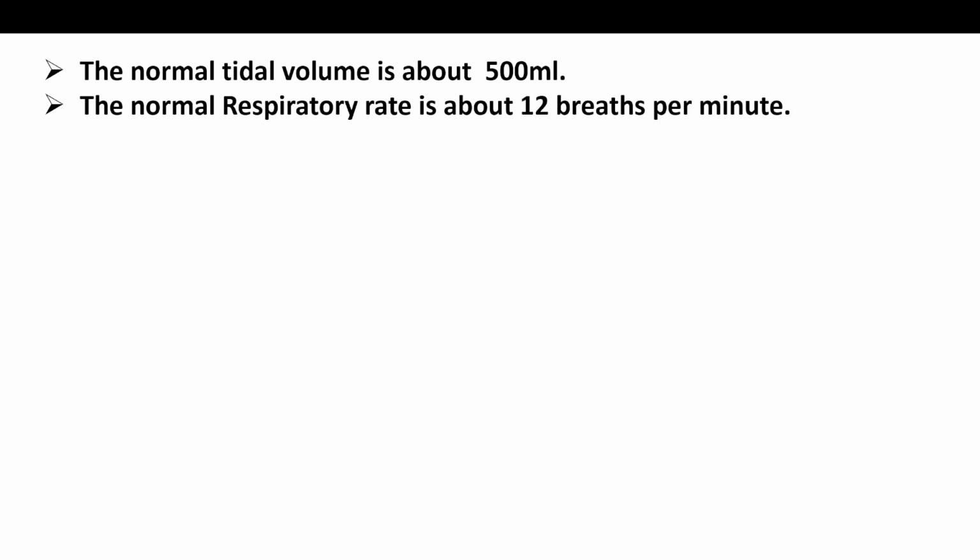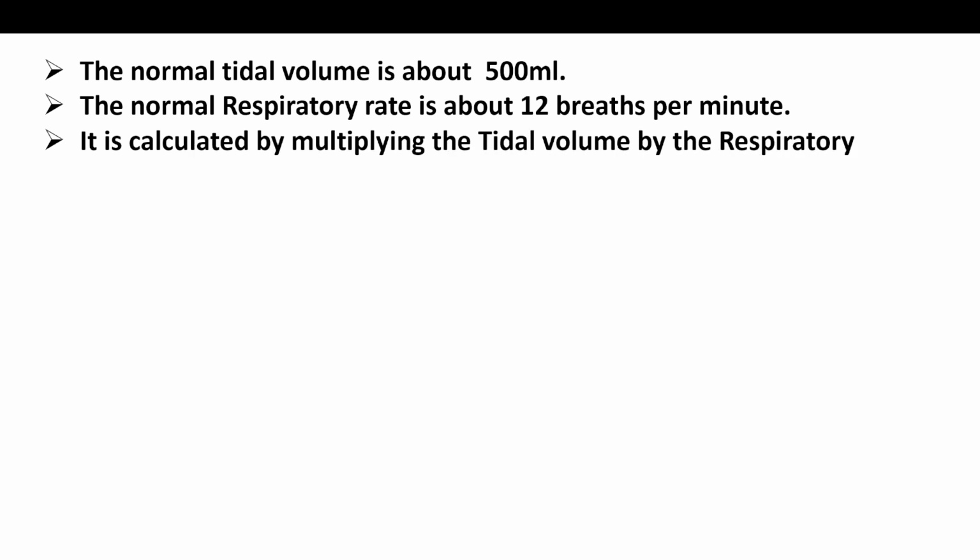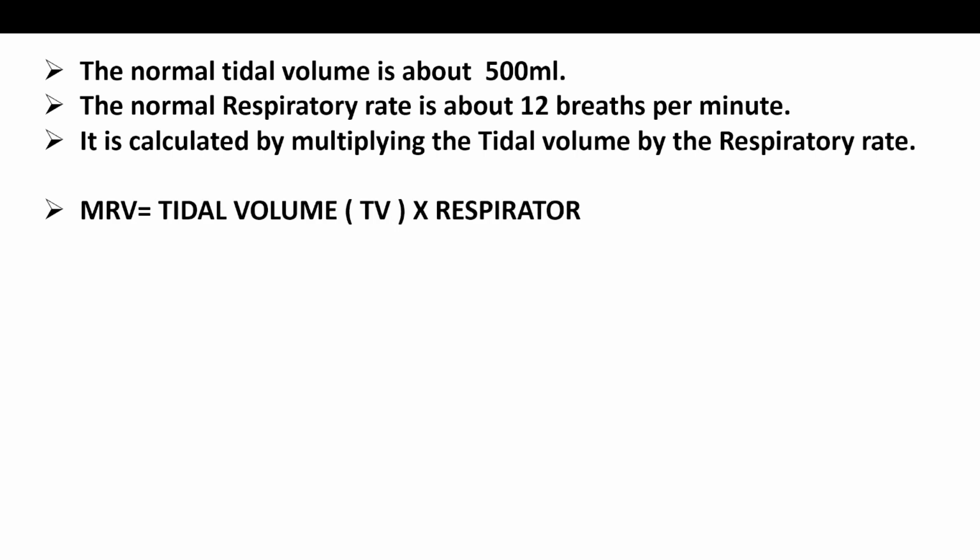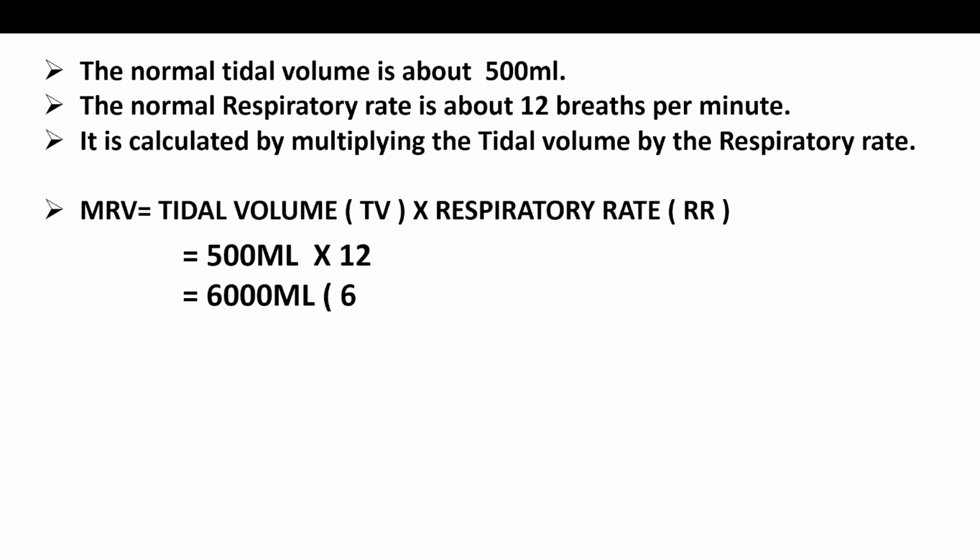The normal tidal volume is about 500 ml. The normal respiratory rate is about 12 breaths per minute. It is calculated by multiplying the tidal volume by the respiratory rate. MRV equals tidal volume, TV, x respiratory rate, RR, equals 500 milliliters multiply 12, equals 6,000 milliliters, 6 liter/minute.